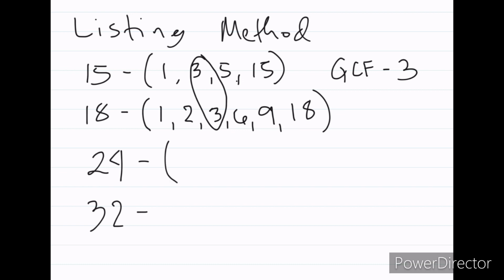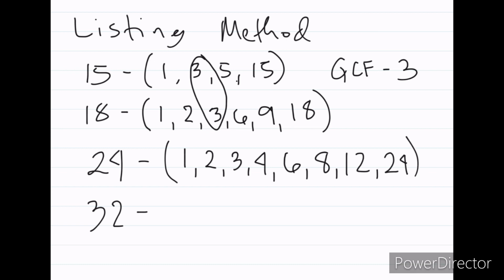Next, another example. What is the GCF of 24 and 32? So again, apply the listing method. So list the factors of 24: 1, 2, 3, 4, 6, 8, 12, and 24. So these are the factors of 24. 1 times 24 is 24. 2 times 12 is 24. 3 times 8 is 24. And 6 times 4 is 24.